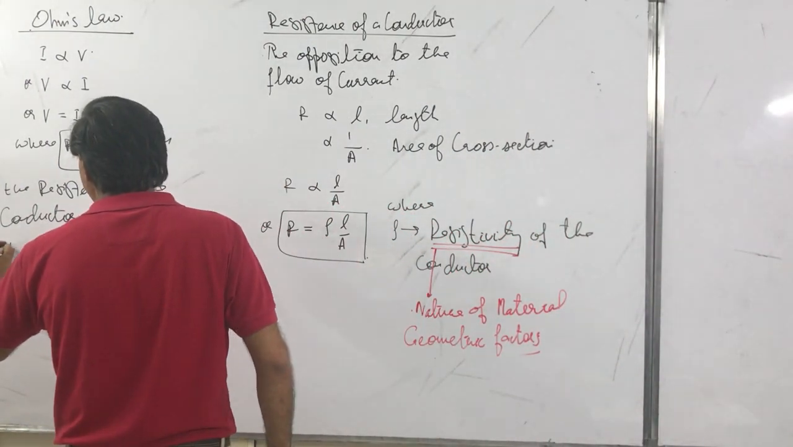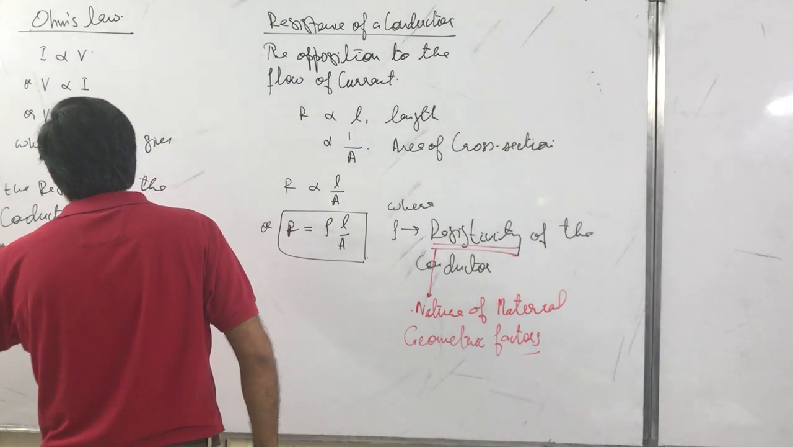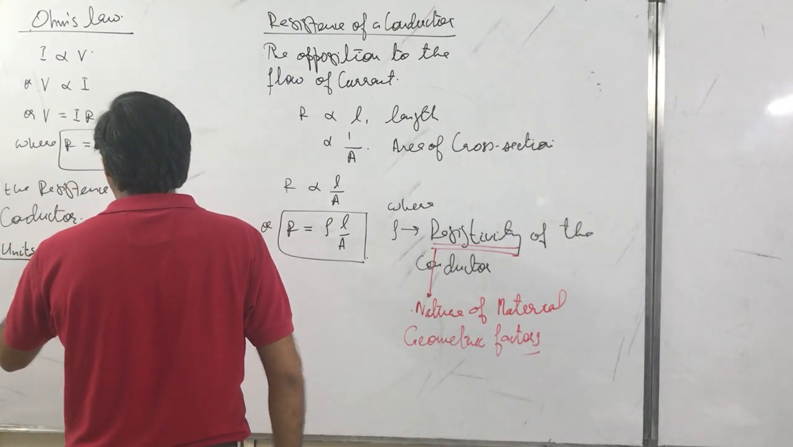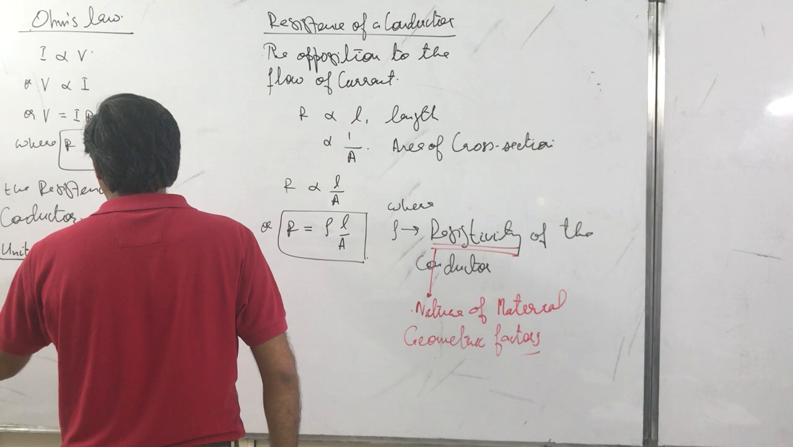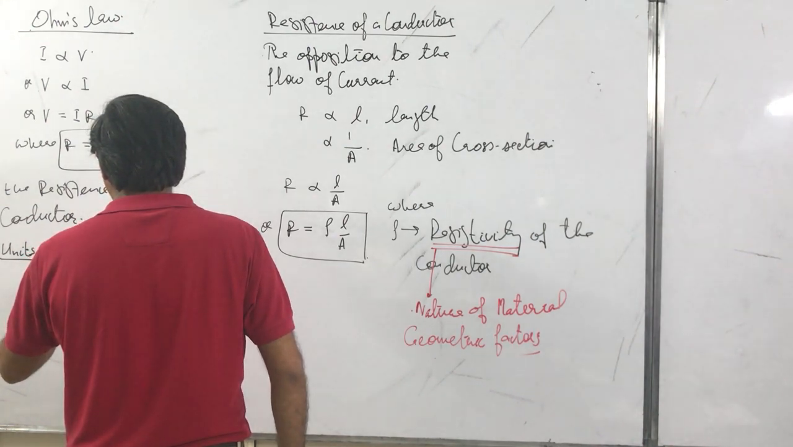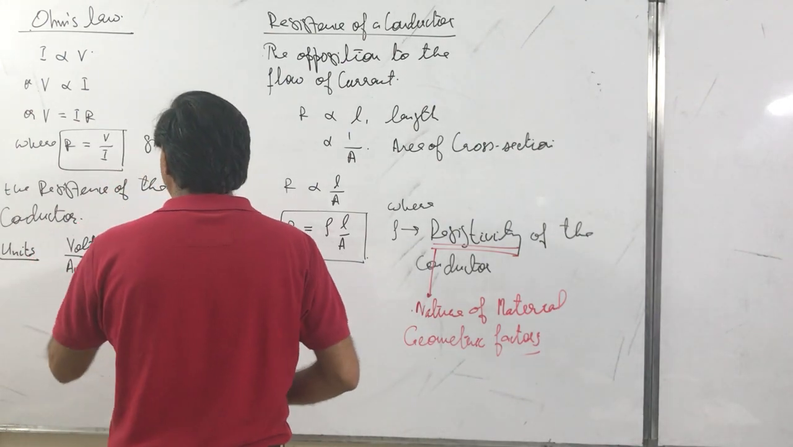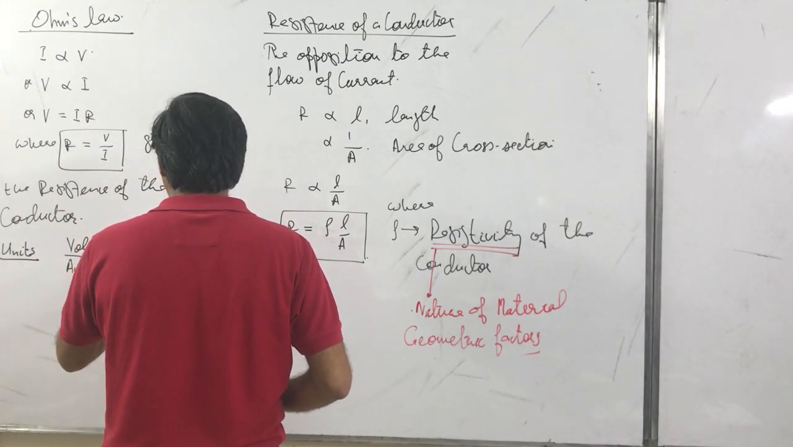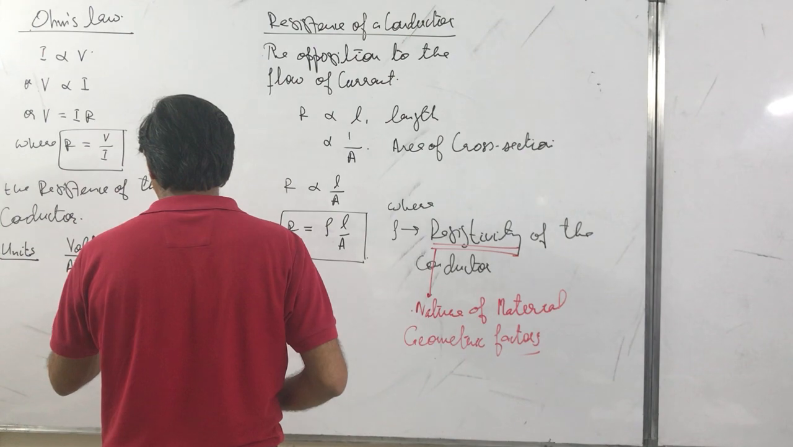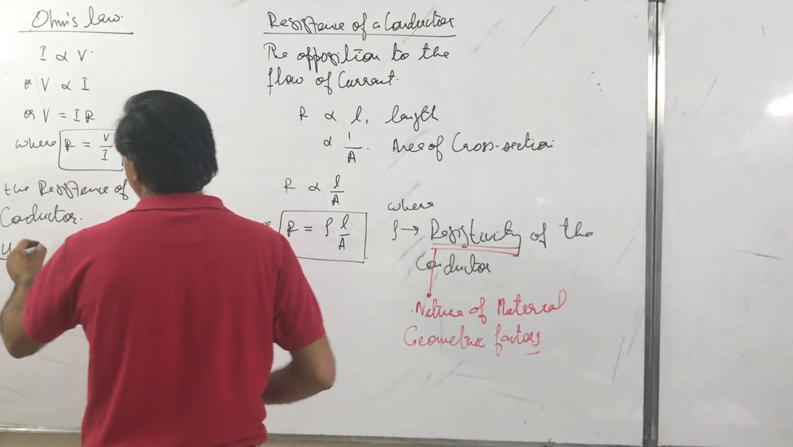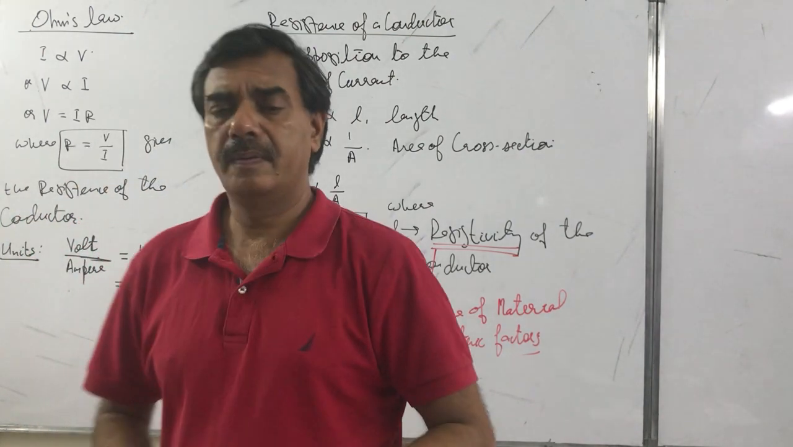The units will come from here. This is volt over ampere. Volt over ampere. This is called 1 ohm.